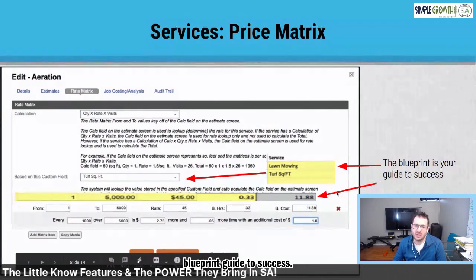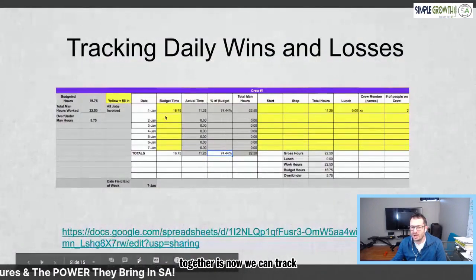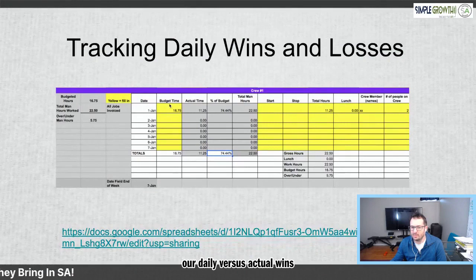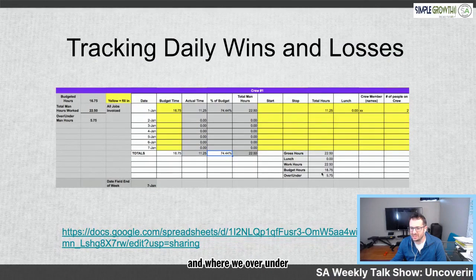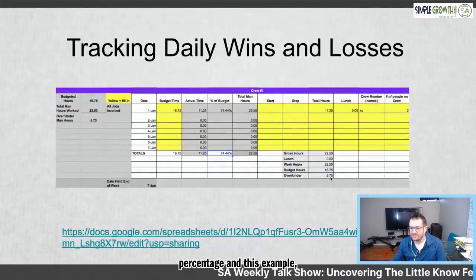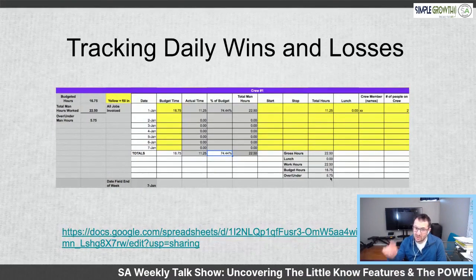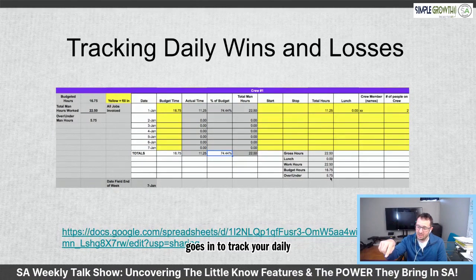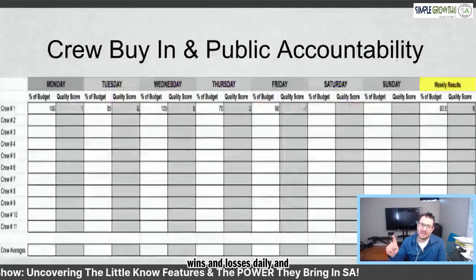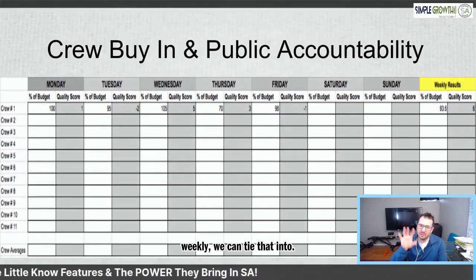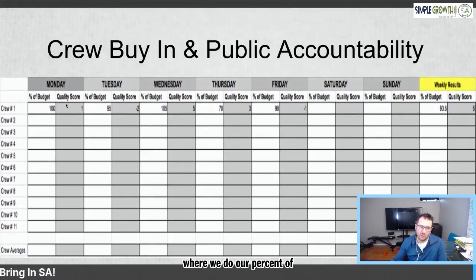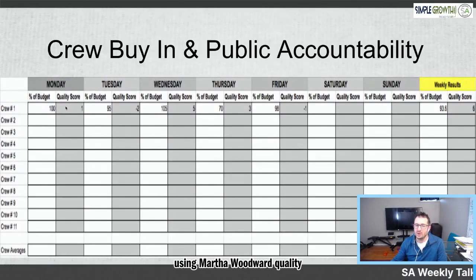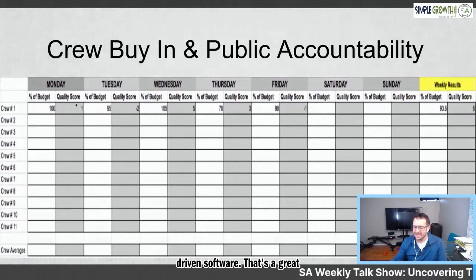And where I'm bringing this all together is now we can track our daily versus actual wins, our budgeted time versus actual, and were we over or under percentage. In this example, we were literally 5.75 hours over budget. So that budgeted time goes in to track your daily wins and losses, daily and weekly. We can tie that into public accountability on a dry erase board or chalkboard or TV here, where we do our percent of budget with a quality score. If you're using Martha Woodward's quality-driven software, that's a great way to tie that in here.